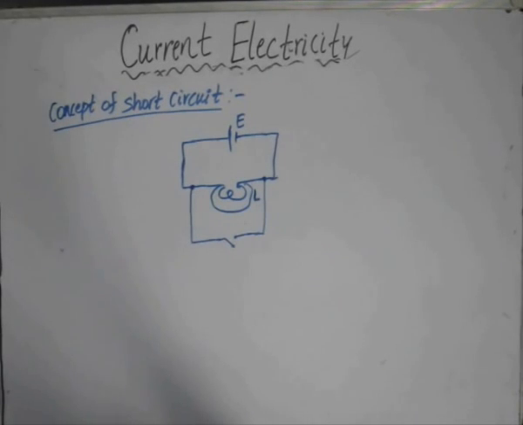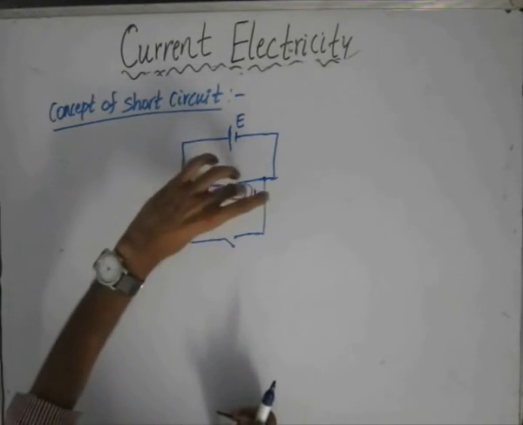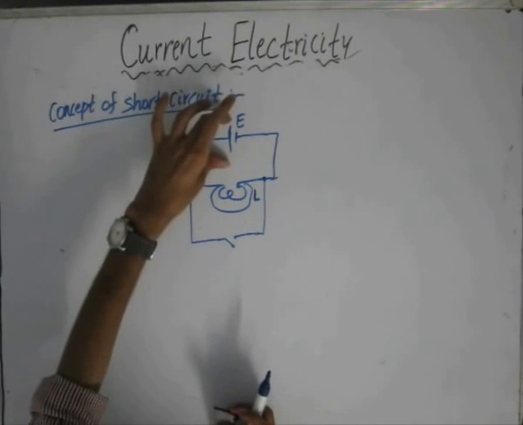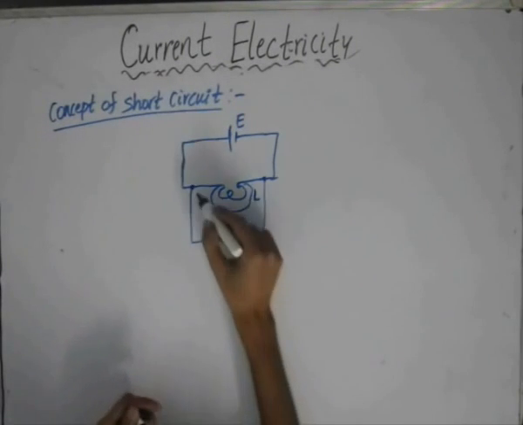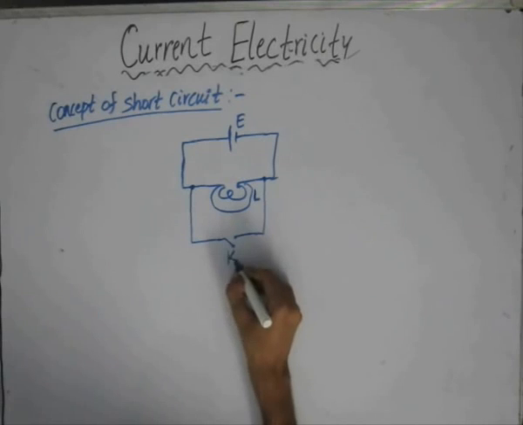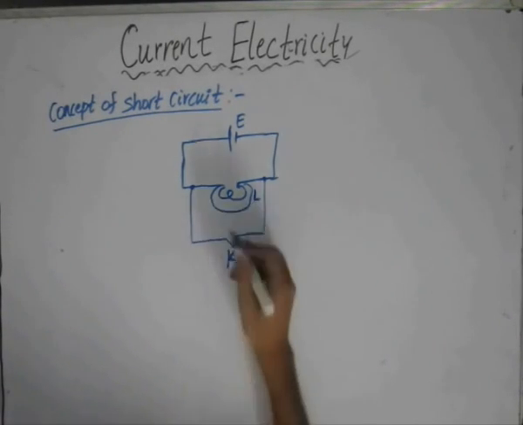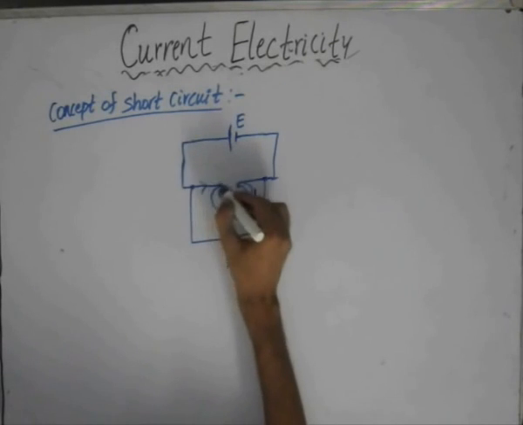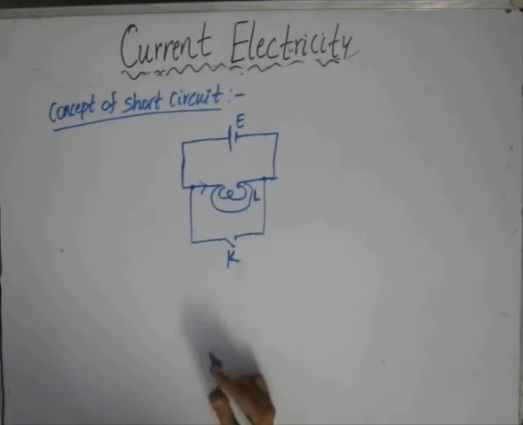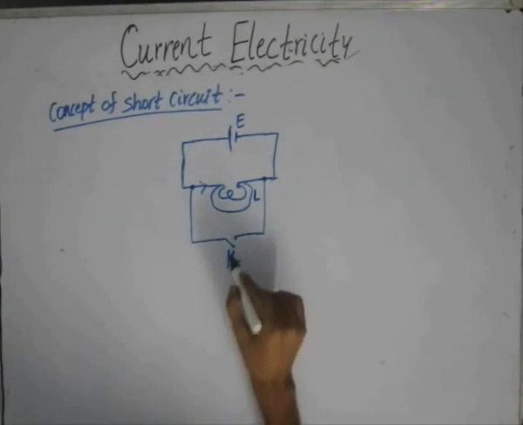Generally, a short circuit is not desired in a circuit because it can damage the power supply. As we can see in this example, suppose that I have a lamp connected to a source of EMF E. Across the lamp, I have connected a switch, K, in parallel. When the switch is open, the current will flow through the lamp and the lamp will glow. But imagine what will happen if the switch is now closed.